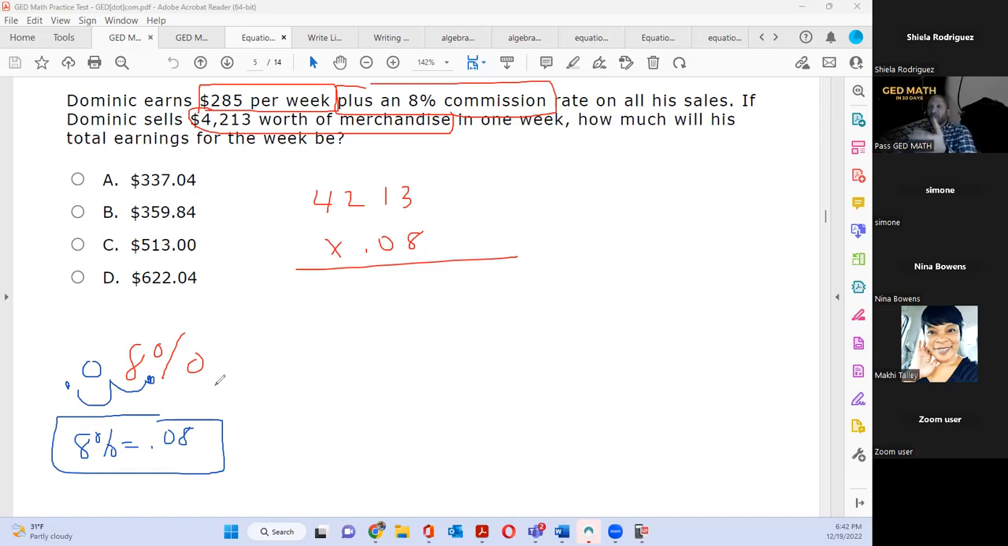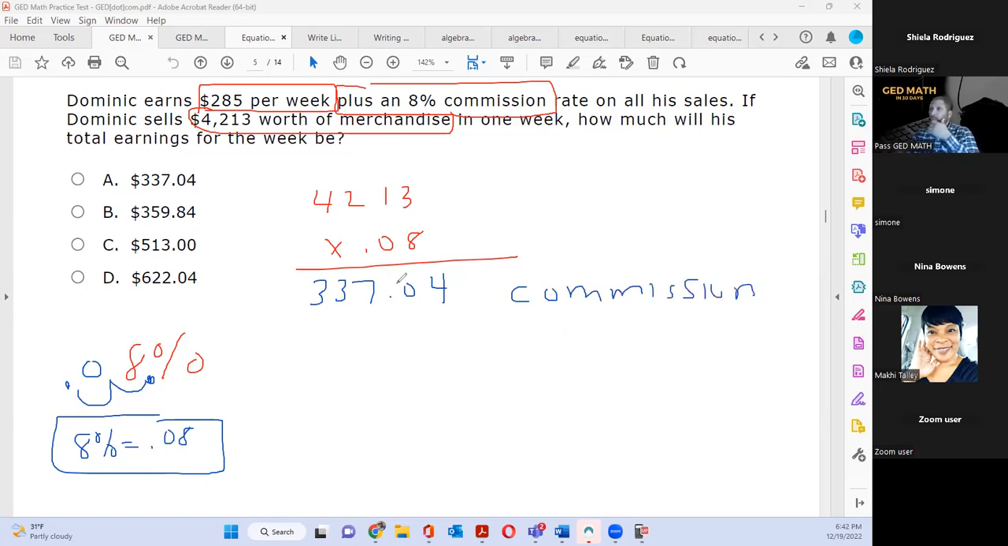Calculator. So what is 4213 times 0.08? 337.04. Hold on, I just totally messed that up. It's hard to write sometimes with a mouse, but you said 337.04. Yes. Okay, so that's how much you made on commission. Is that how much you made for the week?